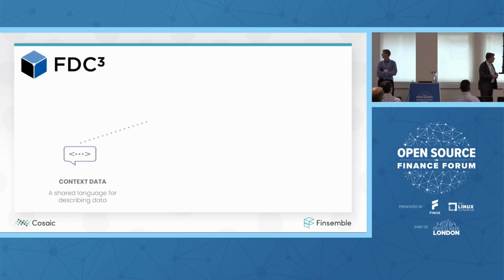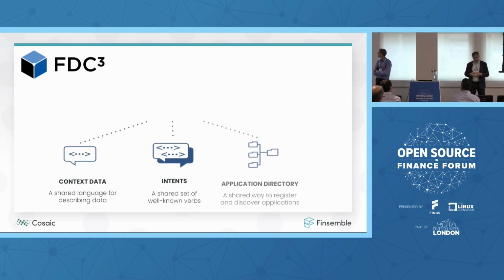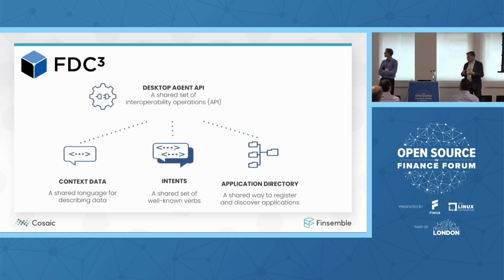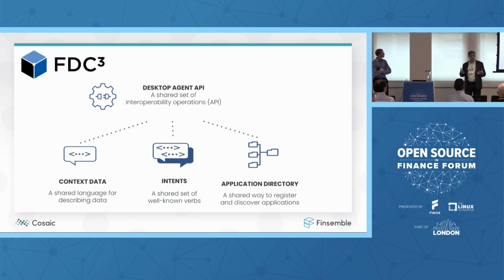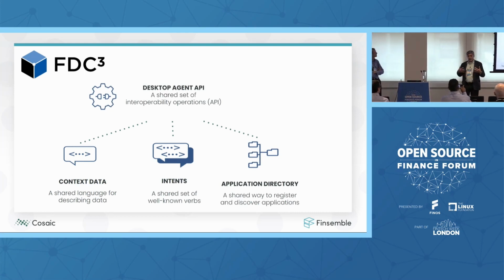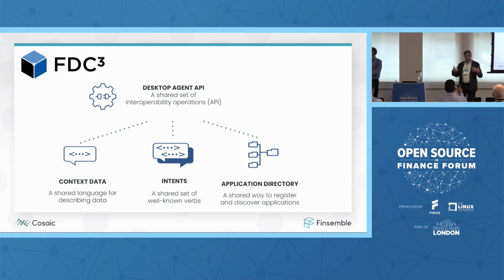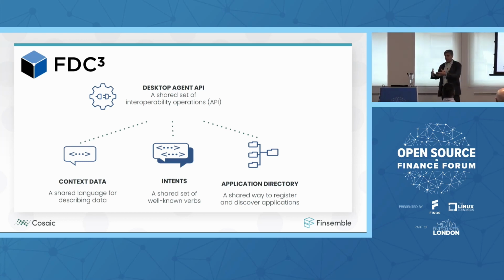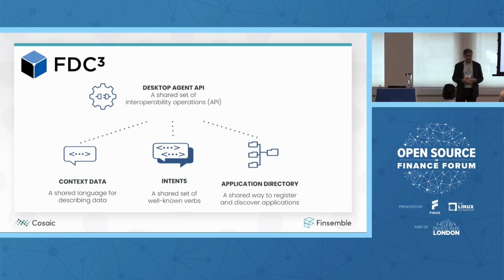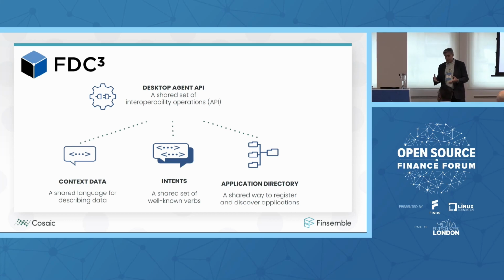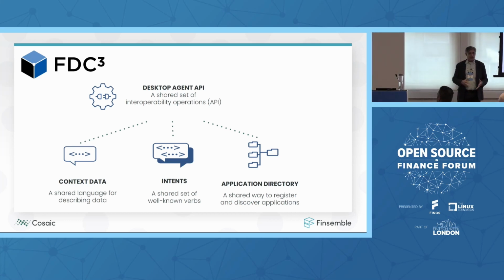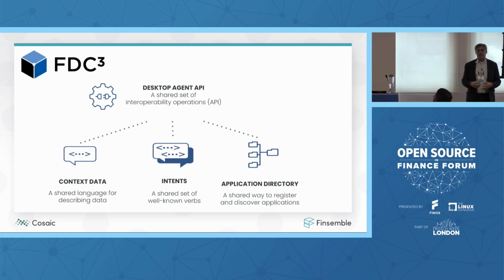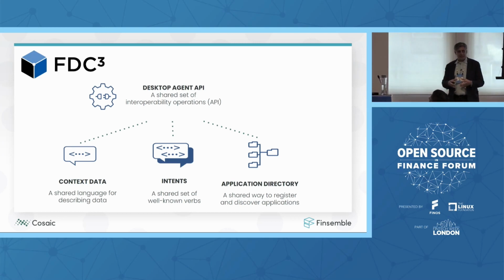All right, so what is FDC3? The core components: context data. Those are your nouns, the things that describe it, right? All that metadata that you think about when we think about a position, a person, right? That's what we need to transmit from one app to the other. The intents are the actions, your verbs. I want to launch a chart, I want to launch a chat, I need to send a message. Those are the intents, right?